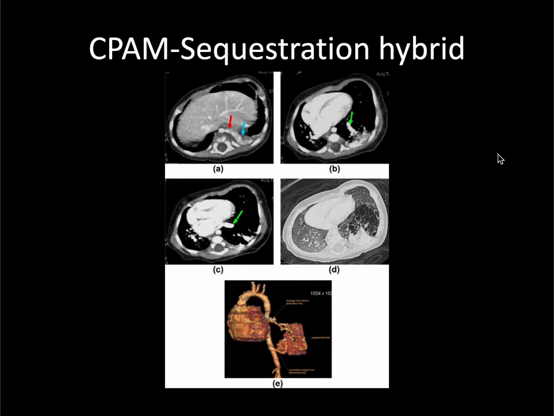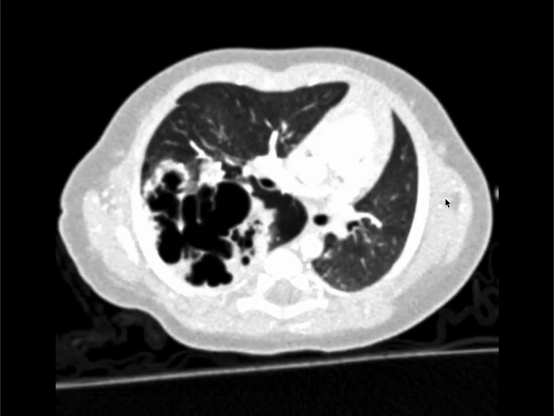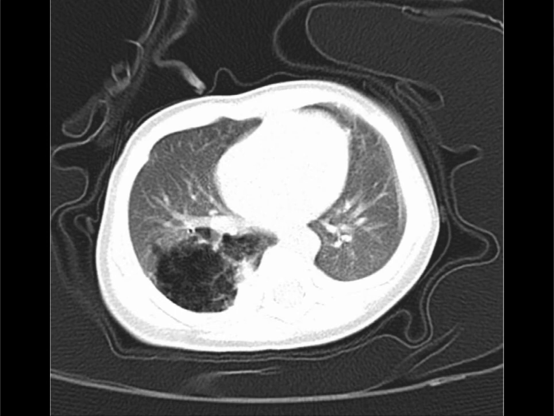And with CPAM, you can get a hybrid lesion with sequestration. So you'll have both entities. You'll have a congenital pulmonary airway malformation that gets anomalous arterial systemic circulation, or sequestration. So you get a CPAM sequestration hybrid. Here's an example of CPAM type 1, large cysts, right lower lobe. Here's another example of congenital pulmonary airway malformation with cystic lung lesion in the right lower lobe.